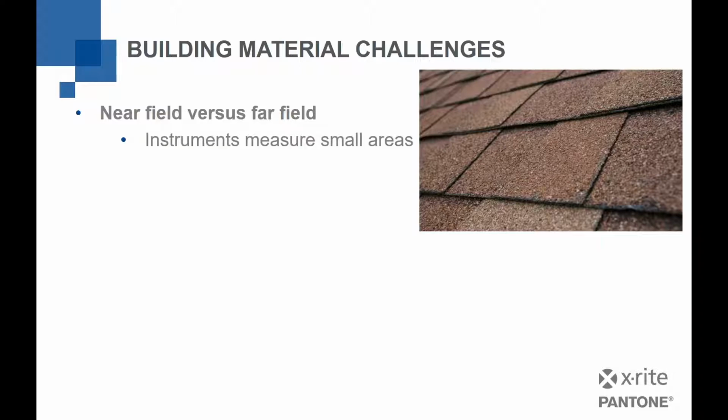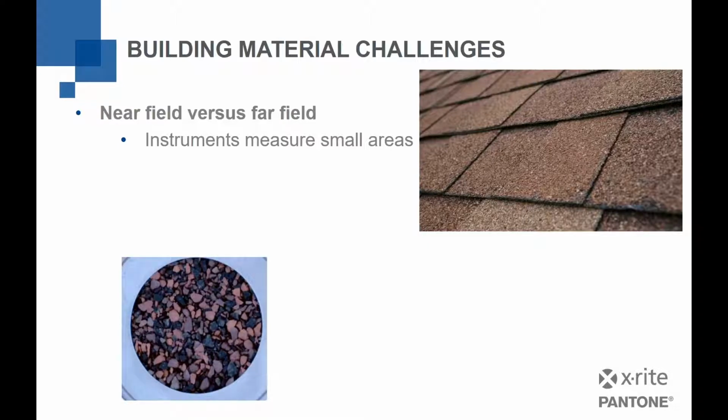So instruments measure small areas, 25 millimeters in diameter or smaller. There are some instruments that go slightly larger than that. But if I were to take that shingle and put it inside of my instrument in a 25 millimeter aperture and capture the image, this is what I get. You can see the individual granules of particulate that are stuck in the shingle that are giving it its durability and wear as well as its color. But there's lots of different colors there. So an instrument's going to measure that.